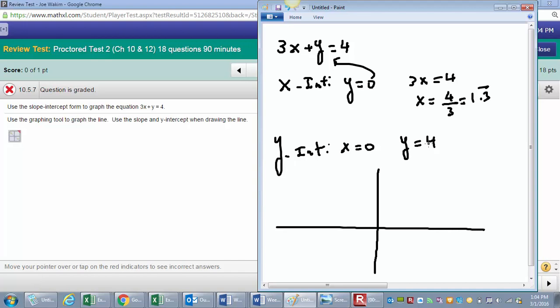For x equals 0, y equals 4. So this point is 0, 4. And for y equals 0, x equals 1.3. So this is 1, this is 2, and 1.3 is somewhere here. And this point is 4 over 3, comma 0. Now join these 2 points, and that's how you graph the line. That's it.